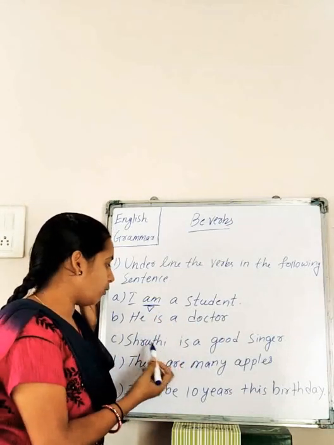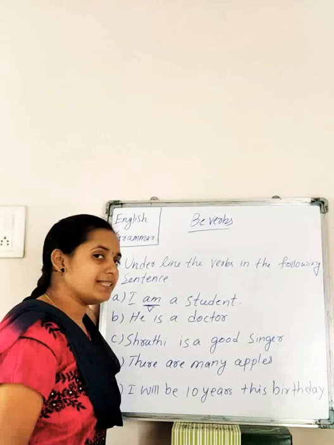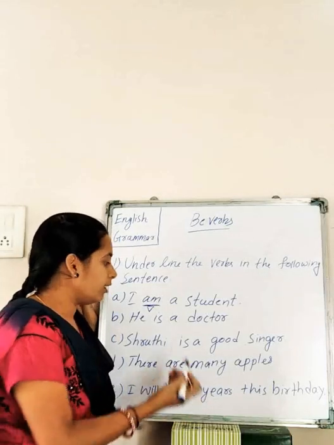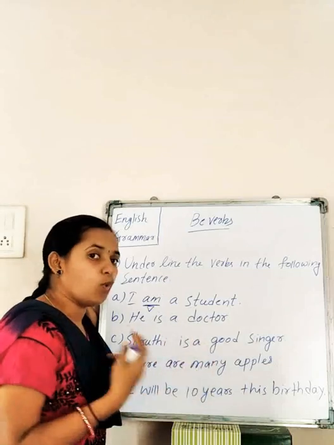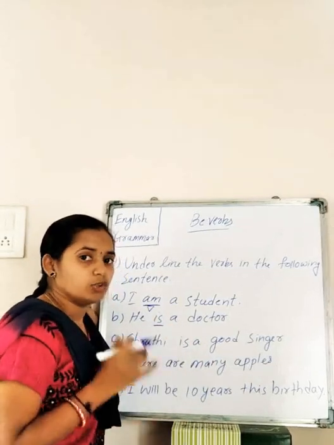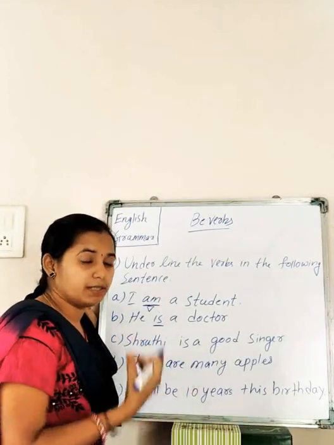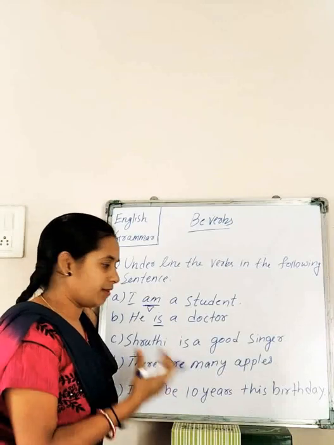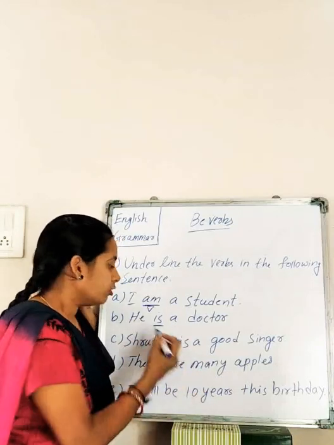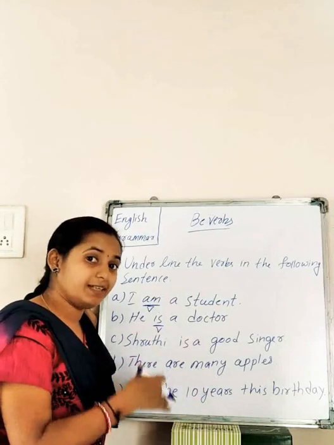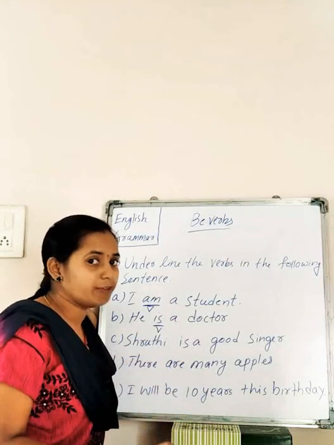Okay, moving to the next one. He is a doctor. As I said, it tells about the state of a particular person. What he is? He is a doctor. So is describes what the person is. The state of the person is described by is, right? He is a doctor. So here is is your be form of verb, which is here a main verb, because no main verb is there.